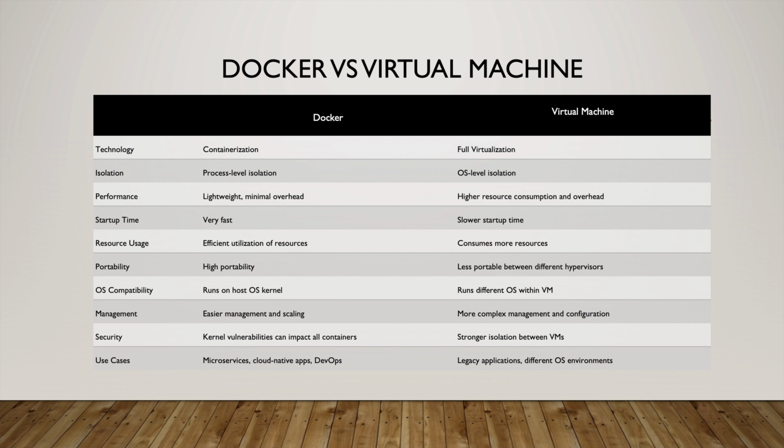So when it comes to management, Docker is easy to manage and scale both, because in a virtual machine everything you need to predefine, and for scaling you need to stop your virtual machine and do the scaling. So that's again a difficult scenario there. Security wise also, Docker is more useful. Same way, use case wise, Docker is mostly used for microservices, cloud native apps, and DevOps purposes, and your virtual machine is mostly used for legacy applications.